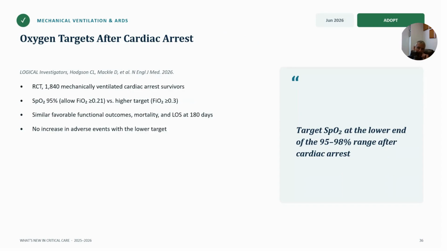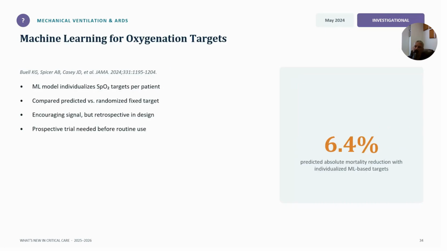Randomized control trial, 1840 mechanically ventilated cardiac arrest survivors, saturation 95% versus a higher target. And they had similar functional outcomes, mortality, length of stay. No adverse events with the lower target, but so you could do SpO2 saturation 95 to 98% range after cardiac arrest. That is the Logical Investigators, New England Journal of Medicine, 2026.